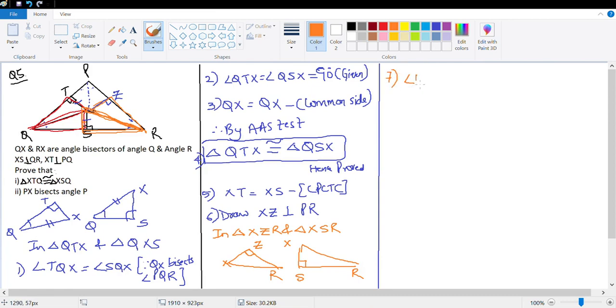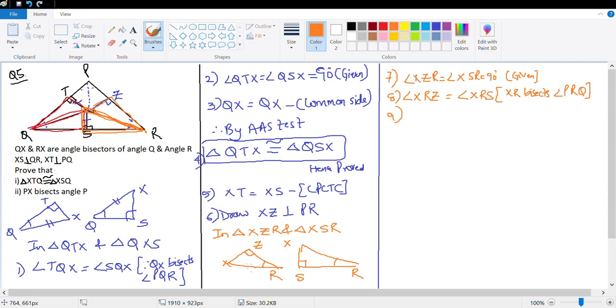Angle XZR is equal to angle XSR is equal to 90 degrees. This is given. So we've taken this to be equal. Anything else that we know? We know angle R and angle R are equal, this angle and this angle. Why are they equal? Because this is also given. Let's write this down. Angle XRZ is equal to angle XRS, because XR bisects angle PRQ. Done. So I've got two angles equal, yes, and anything else equal, yes.